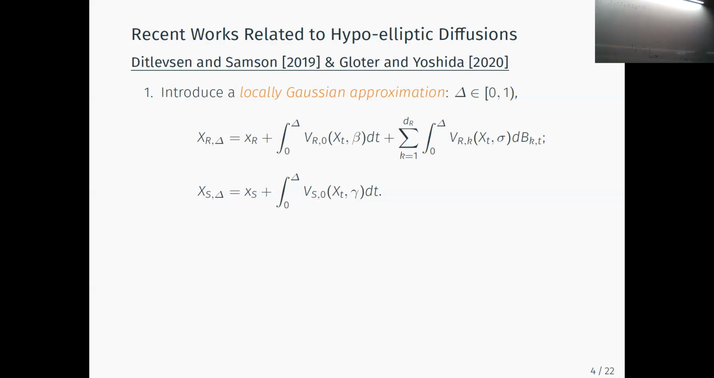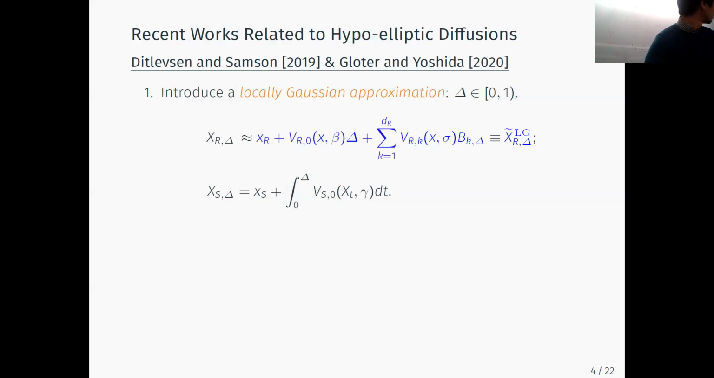So when delta is small, we try to approximate the right-hand side with the Euler-Maruyama scheme. The Euler-Maruyama scheme means we simply put the initial value x into the X_t inside the integral. So we get this type of approximation here. And the point is now we can exactly compute these quantities.